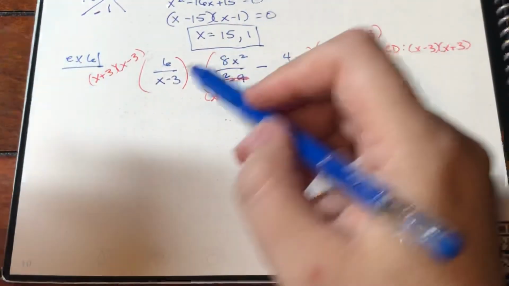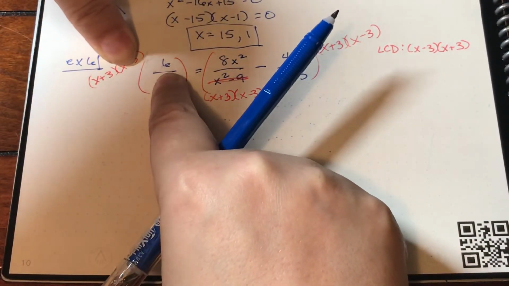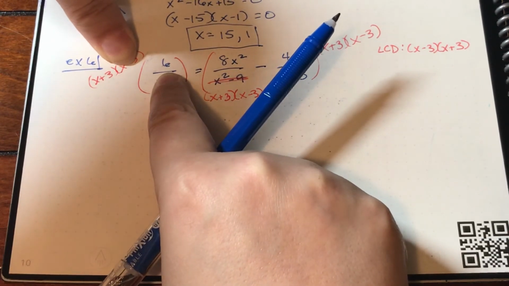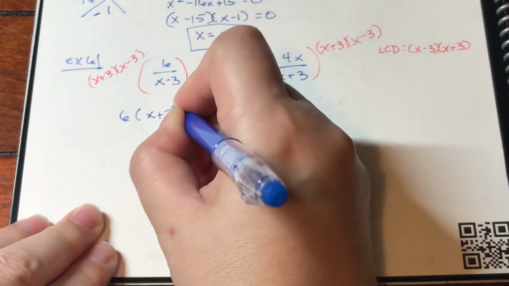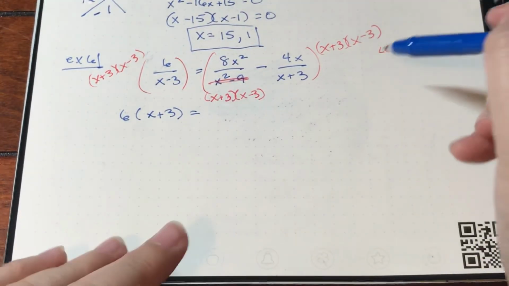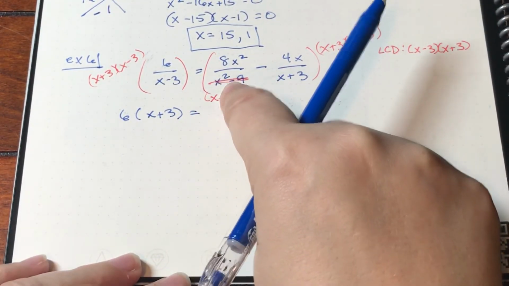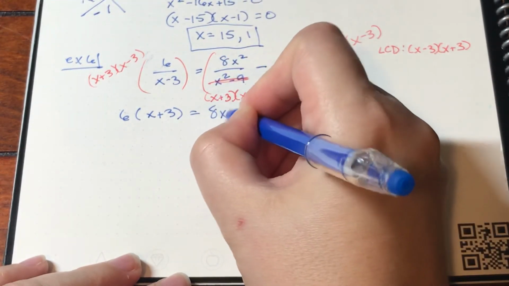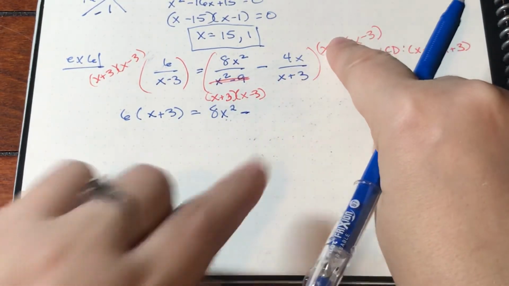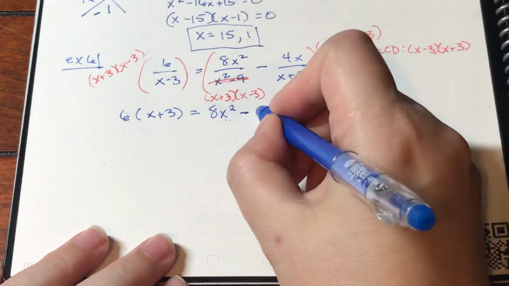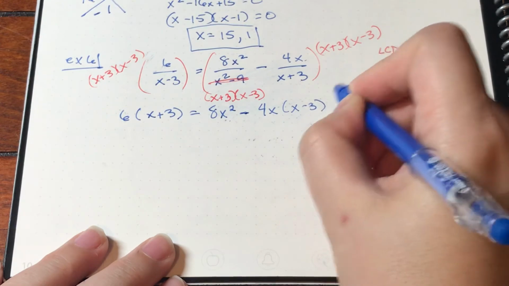All right, here, x minus 3 and x minus 3 divide to make 1 or cancel out. So I am left with a 6 times (x + 3). Here, this whole thing and this whole thing cancels out, so I am just left with 8x squared. And here, the x plus 3's cancel out, so I am left with the 4x from here and the x minus 3 from here.